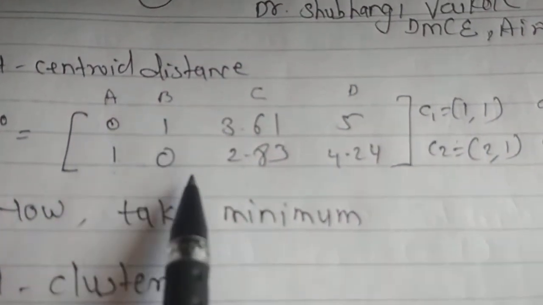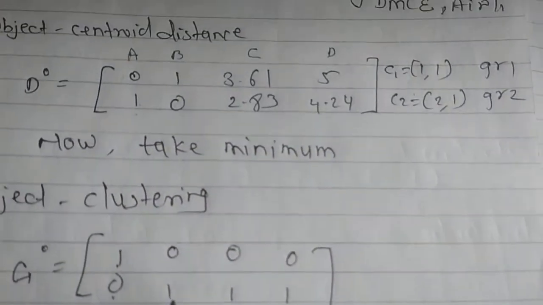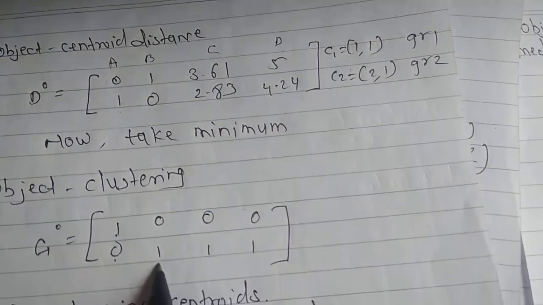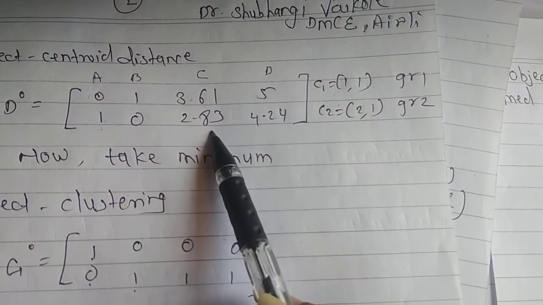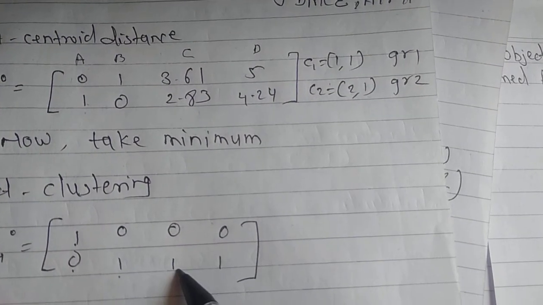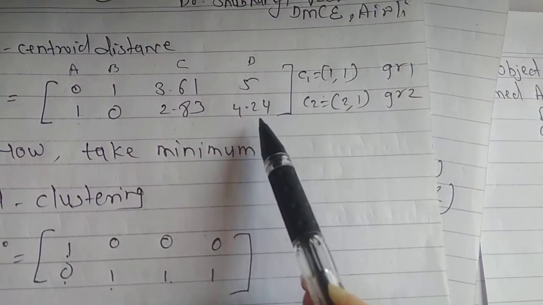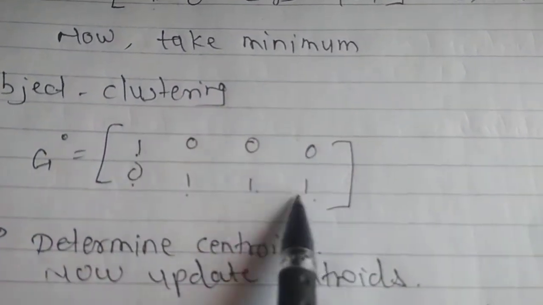Similarly for B, the minimum is this. So we can say that the medicine B is grouped in second cluster. Now similarly, for C, the minimum is 2.83. So we can say that the medicine C is clustered in the second cluster. Similarly, D is clustered in the second cluster. So after 0 iteration, these are the clusters.